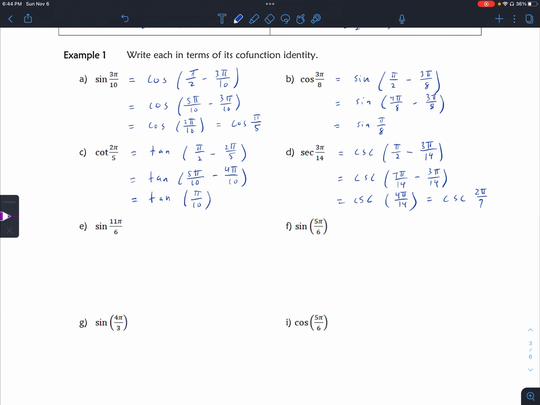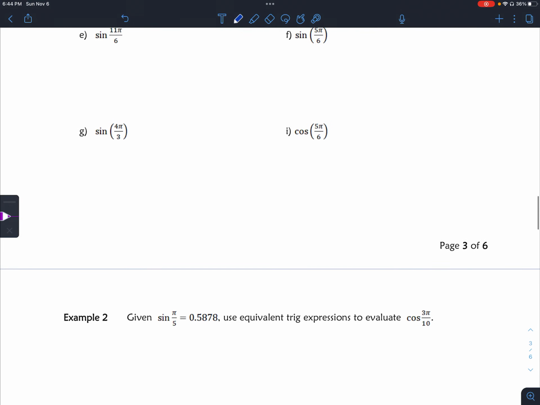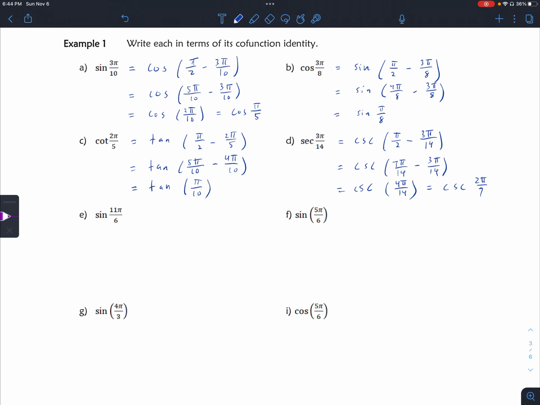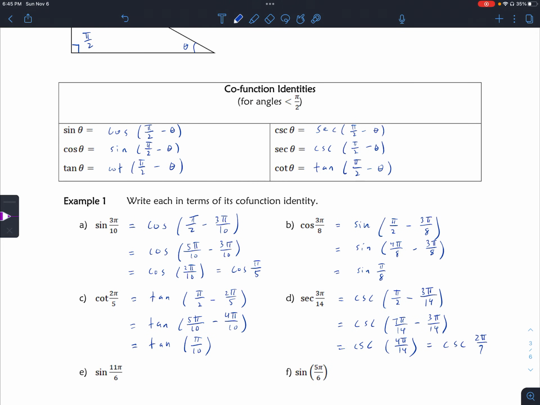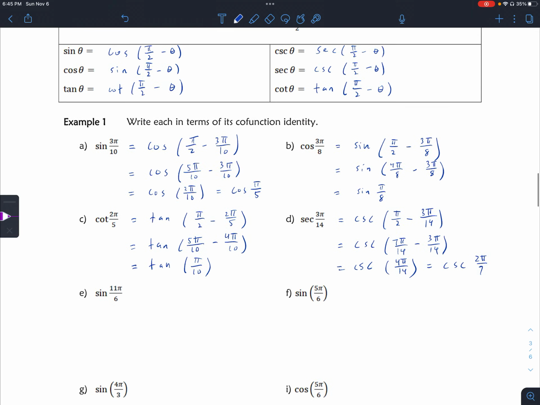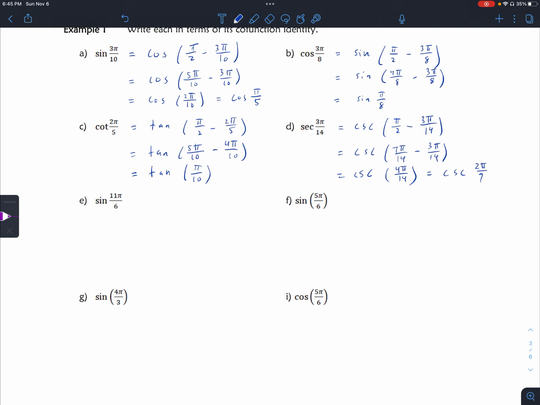Okay, now we've got some more here. So now for these ones, we actually can't really use the same cofunction identities from before because these angles are not in quadrant 1. The cofunction identities that we've been using so far are only applicable to angles that are less than pi over 2, so less than 90 degrees. Well, what happens if they are more than 90 degrees?